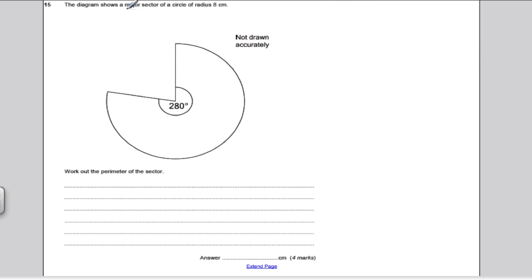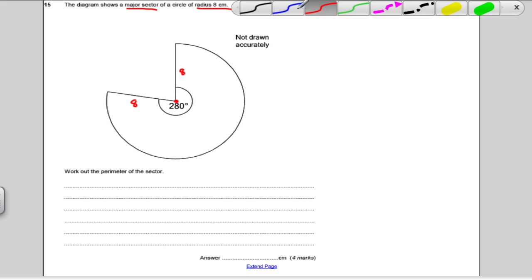Okay, the diagram shows the major sector of a circle with radius 8. That means the radius from the centre is 8 centimetres. Work out the perimeter of the sector. Let's just get in our heads what we're trying to do here.